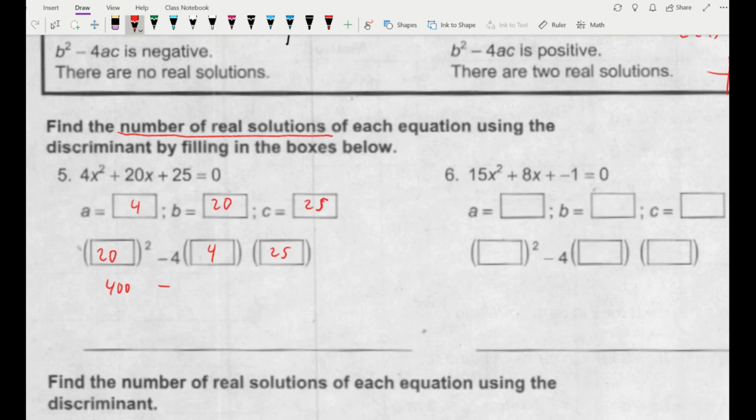Well, 16 times 25 is 400. And we're going to get 0. 0 indicates we get one real solution. It'll cross the x-axis at one time. The vertex is actually on the x-axis. It's going to be on the x-axis somewhere. Now, you don't have to graph it. I just want you to kind of understand what this means. It will be on the x-axis.